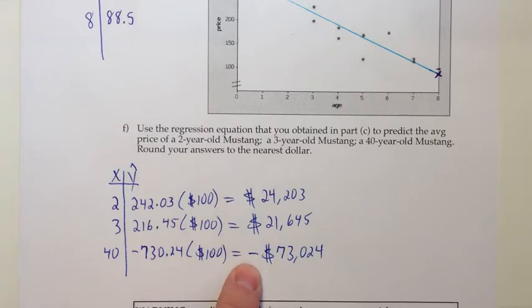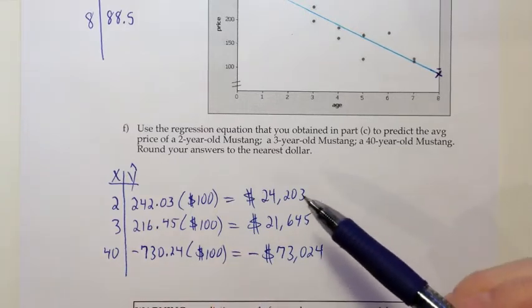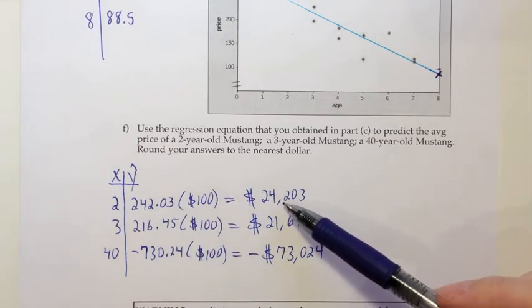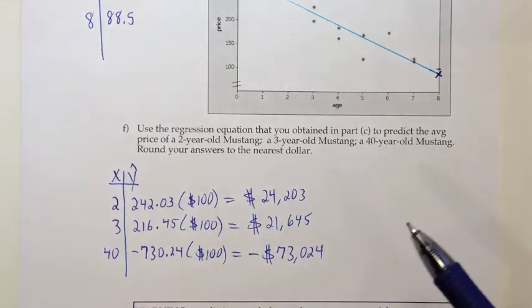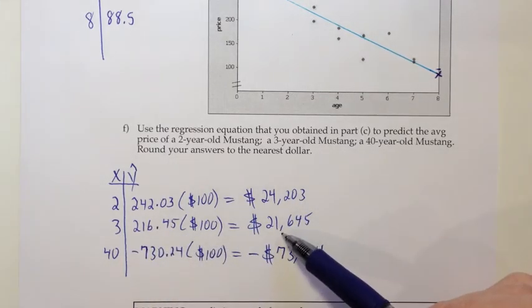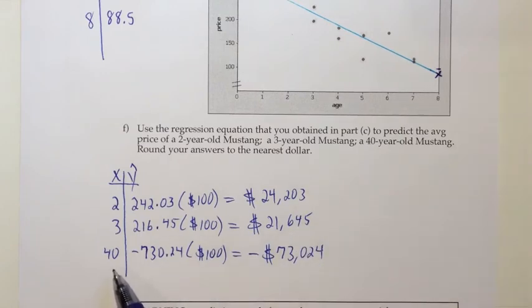And I guess we could just move on and go on to the next part, but I think when you get a negative value there, you need to think about what that means. This is how much it would cost to buy the average 2-year-old Mustang, and we're saying about $24,000. How much to buy the average 3-year-old Mustang, and we're saying about $21,000. How much to buy the average 40-year-old Mustang? Well, if you're going to believe our equation, it's saying negative 73,000.